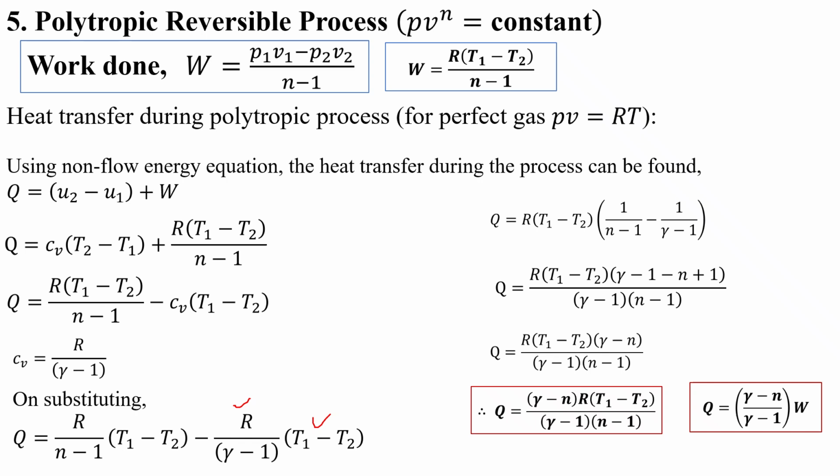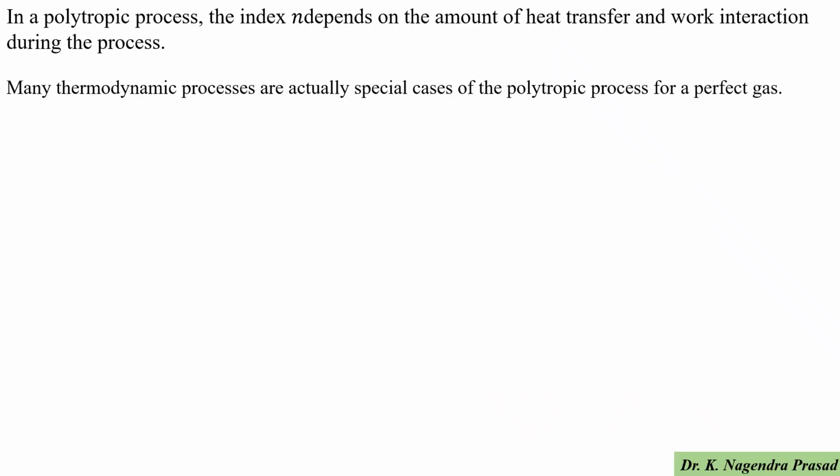So also, we can rewrite this as the relationship between the work done and the heat transfer, that is Q equal to (gamma minus n) divided by (gamma minus 1) times the work done. So this is the polytropic process. In a polytropic process, the index small n depends on the amount of heat transfer and work interaction during the process. In this regard, many thermodynamic processes are actually special cases of the polytropic process for a perfect gas.